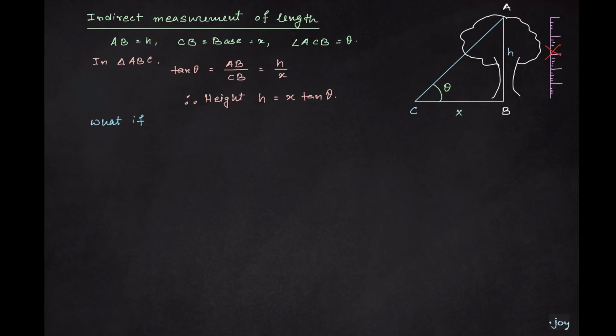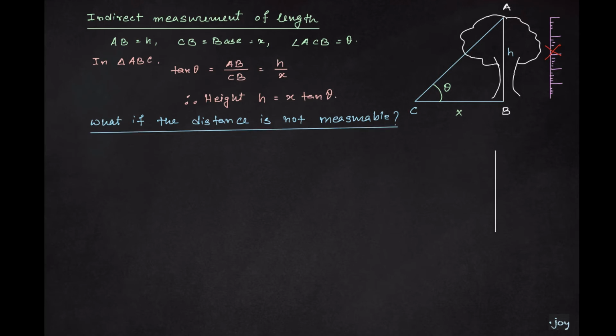Now what if this base length is not measurable? Say the object is inaccessible, like a mountain. So now let's see how to measure length indirectly for an inaccessible object. Let AB be the height of the inaccessible object, which equals h.